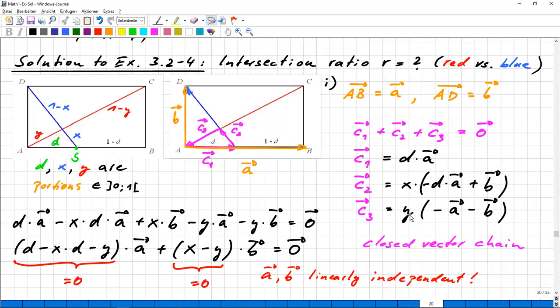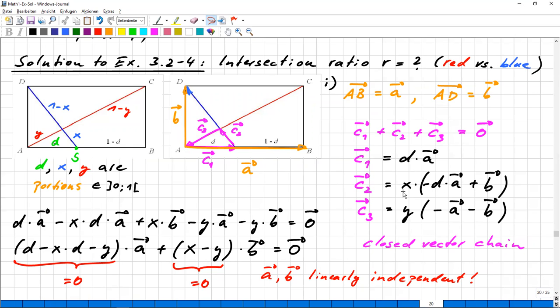That's important to know. I do it for a quite funny reason, because I will now try to put this actual and visible and functioning closed vector chain in a form so that it looks as if it were a vector chain just using the basis vectors a and b. So that's what I do. I replace this C1 by d times vector a. I replace this one by this black term.